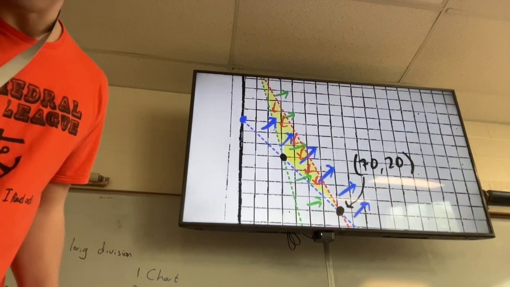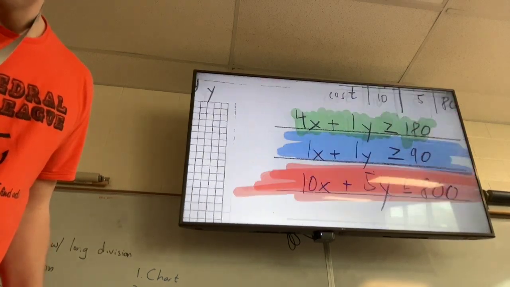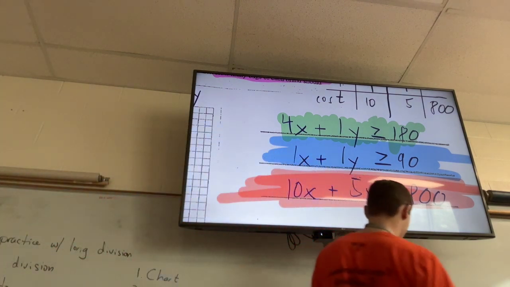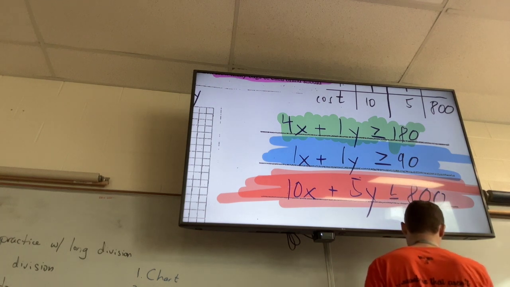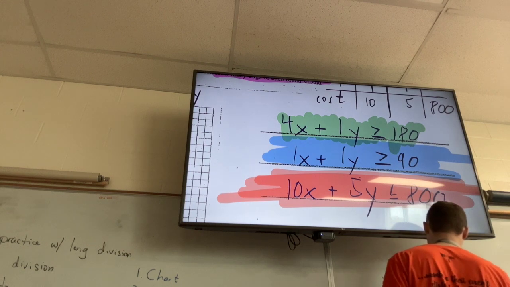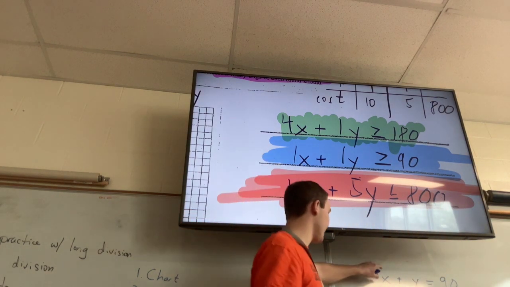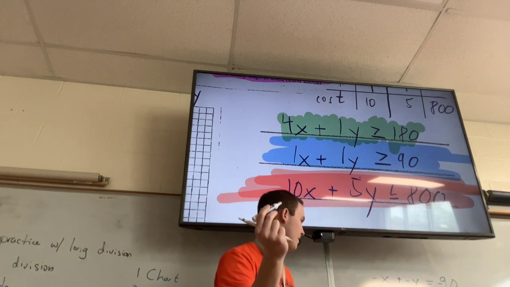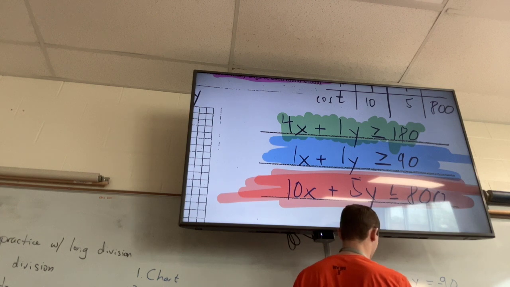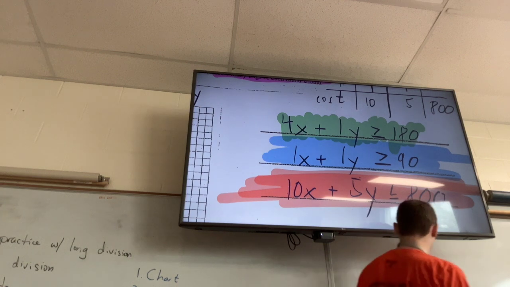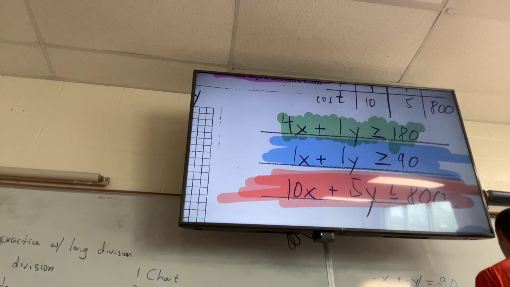Okay, let's find where the green and blue intersect. Let's find that middle intersection, okay? So that's going to be for x plus y equals 90. Green is 4x plus y equals 180. Okay. So let's just multiply this one by negative 1. So negative x, negative y, negative 90. Okay. And then I add the columns, I get 3x, these cancel, equals 90, x equals 30. Okay, so then since x plus y equals 90 and x equals 30, I know that y equals 60.